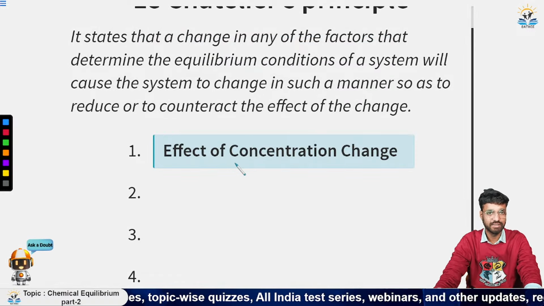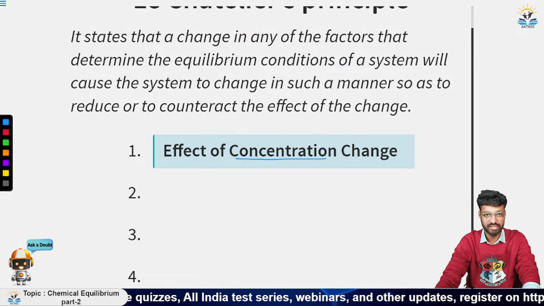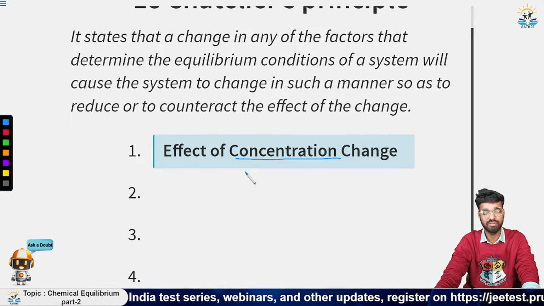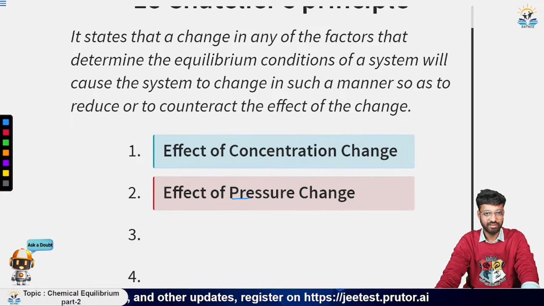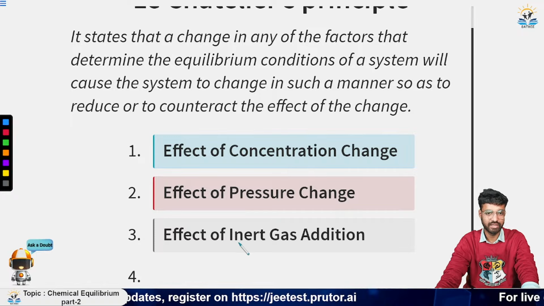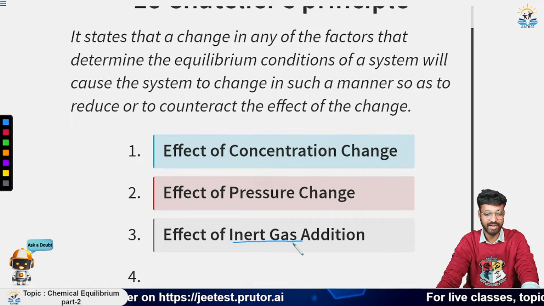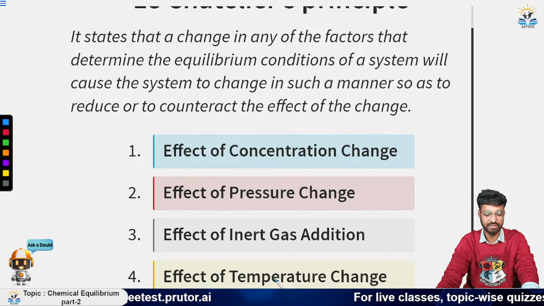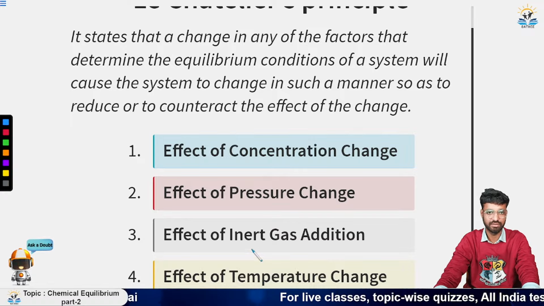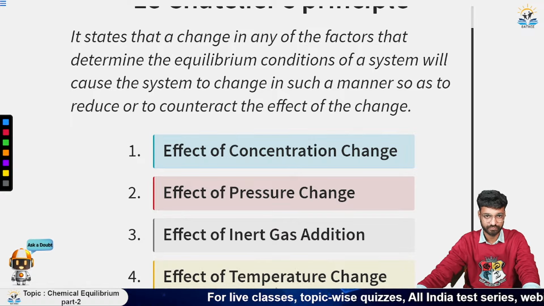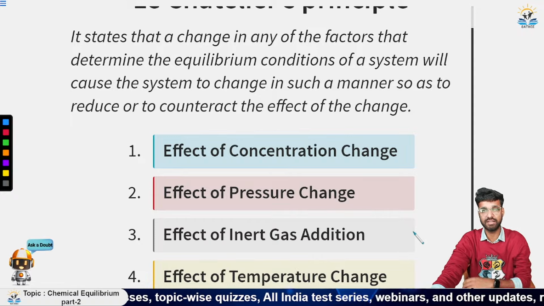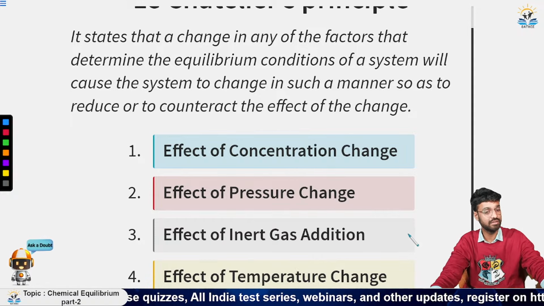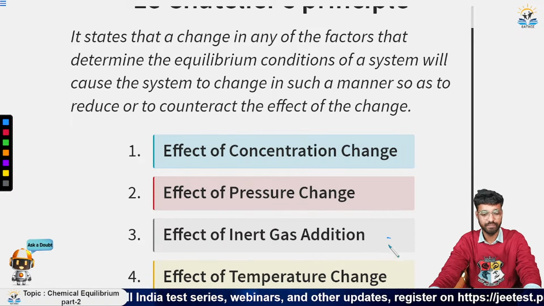The first one is the effect of concentration. So we will see what happens when we increase or decrease the concentration. The second one is the effect of pressure. The third one is the effect of inert gas addition, and the fourth and last one is the effect of temperature change. Okay, so we will study one more here, that is the effect of catalyst at the last. It is not mentioned here, sorry for that.